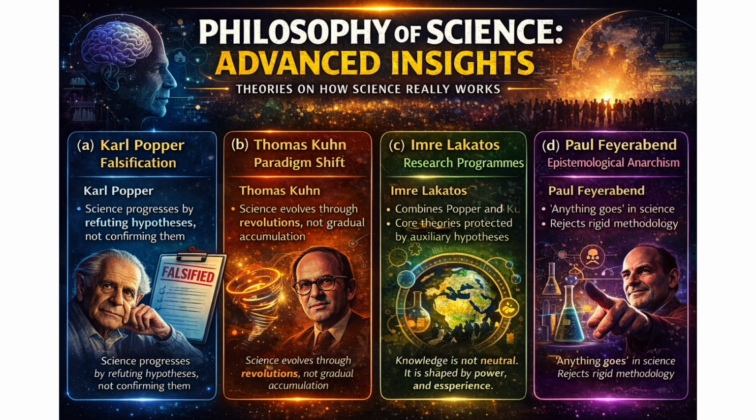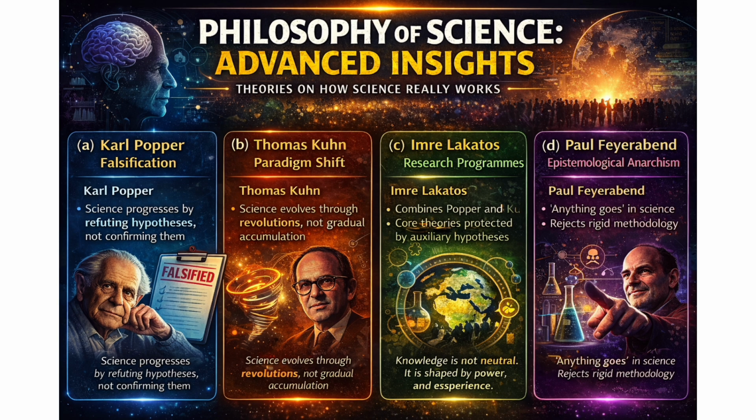Philosophy of science, advanced insights. Karl Popper, falsification. Science progresses by refuting hypotheses, not confirming them. Thomas Kuhn, paradigm shift. Science evolves through revolutions, not gradual accumulation. Imre Lakatos, research programs. Combines Popper and Kuhn. Core theories protected by auxiliary hypotheses. Paul Feyerabend, epistemological anarchism. Anything goes in science.